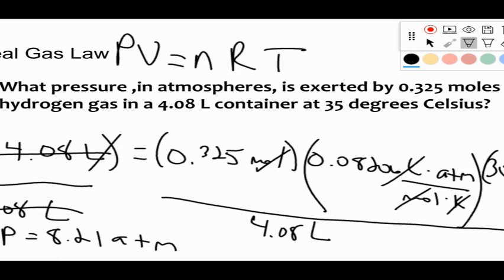Oh, hold on. I didn't do that right because I did all my multiplication but I did not divide by 4.08. I multiplied these together and got the 8.21. I've got to divide by the 4.08. So this is not right. My final answer is actually 2.01 atm.